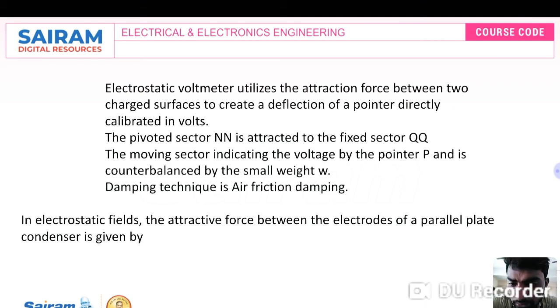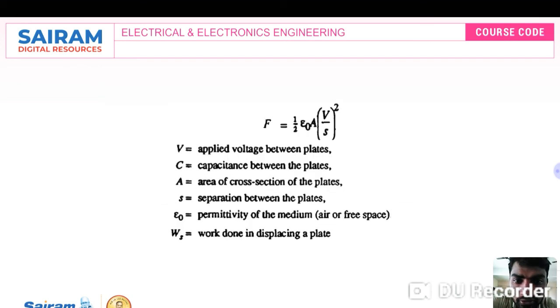The electrostatic field attractive force between the electrodes of a parallel plate condenser is given by the equation F is equal to 1 by 2 epsilon naught A (V by S) square. Epsilon naught is the permittivity of the medium, air or otherwise, not permeability. V is the applied voltage between the plates. C is the capacitance between the plates. A is the area of cross section of the plates. S is the separation between the plates.